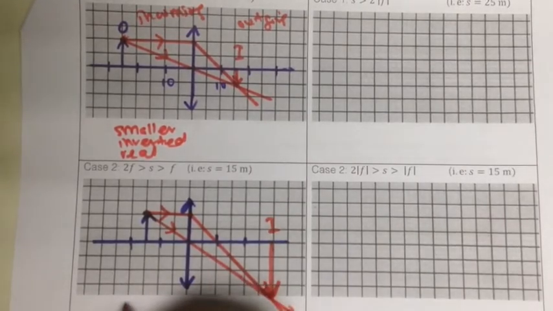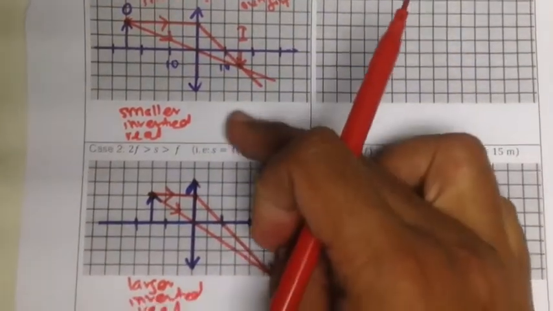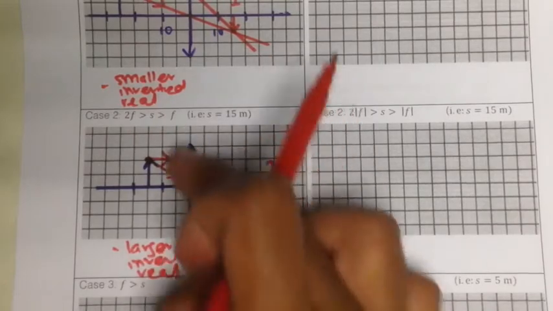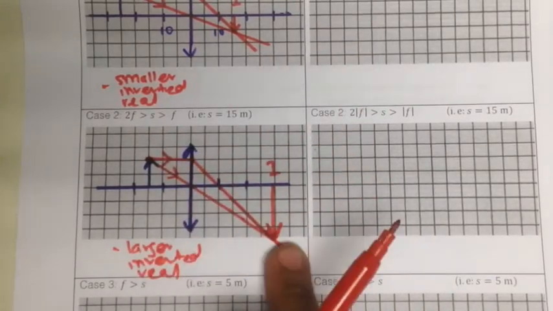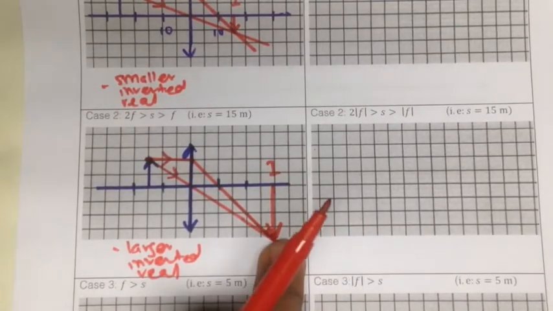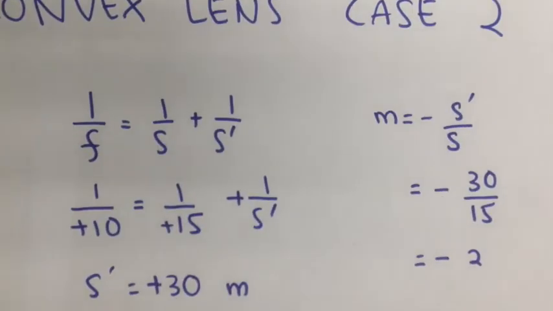What will be the characteristic? It is larger and inverted, and lastly it is real. They have almost only one difference. Both are inverted and real, and for this case we have larger. So let us confirm by using our calculation by case number 2 here.